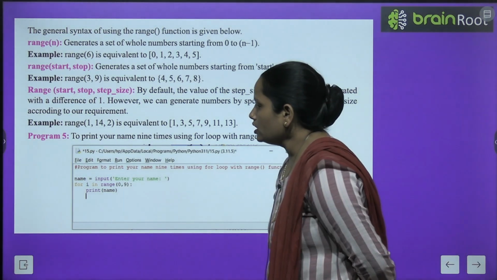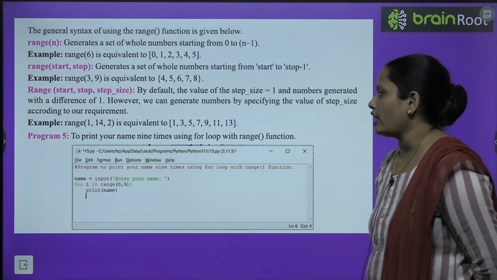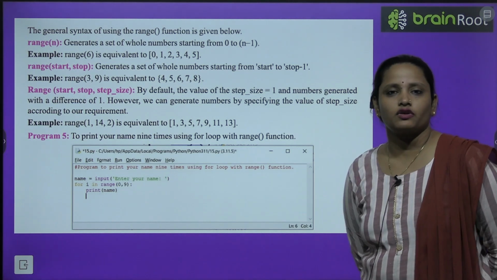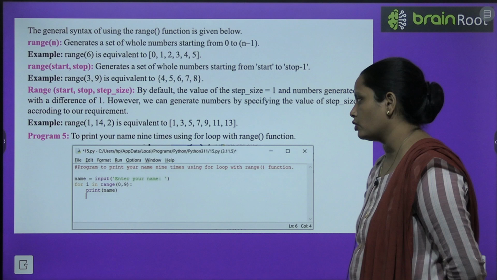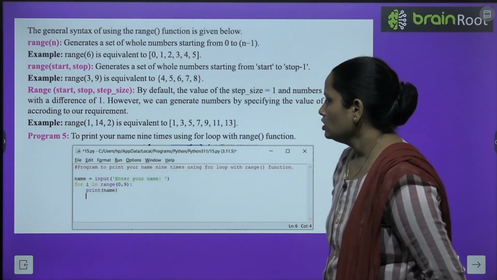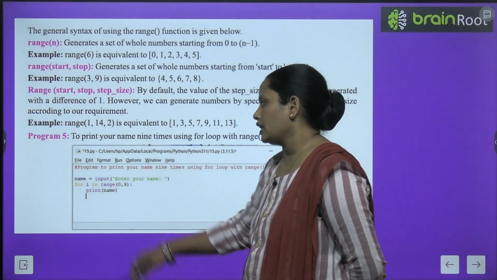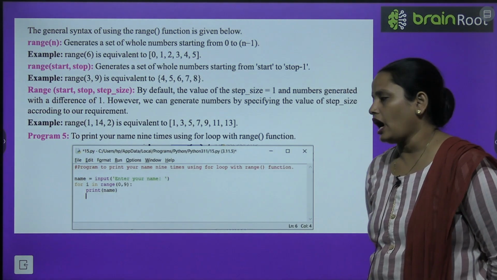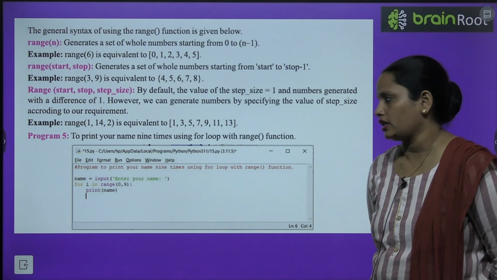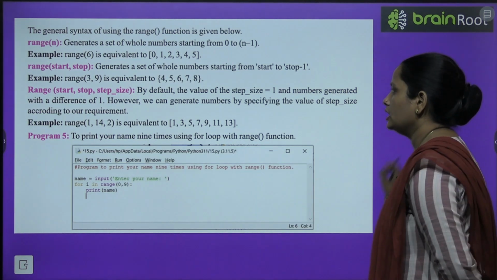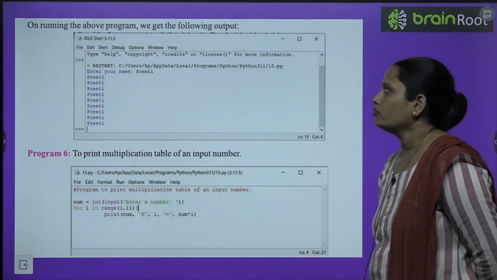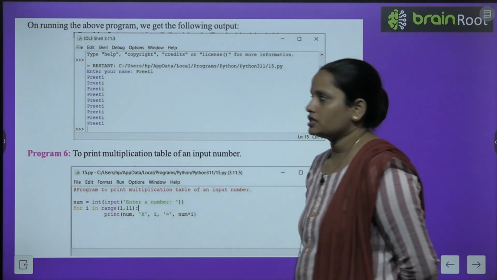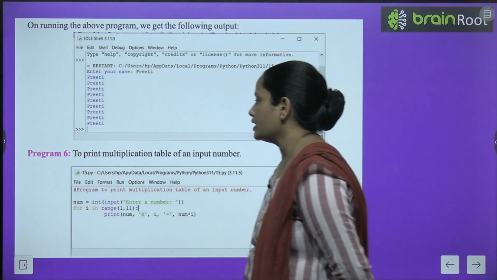Now, here one program is given, children, program number 5, to print your name 9 times using the loop with range function. Range function use करना है और अपने नाम को आपको कितनी बार प्रिंट करना है? 9 times. तो आपने क्या किया? name is equal to input, and then enter your name. So for i in range(0, 9). अब आपने प्रिंट के साथ नाम लिख दिया. तो आप देख सकते हो ऑन रनिंग द अबव प्रोग्राम आपने अपना नाम लिख दिया प्रीति. सो अब यू कैन सी प्रीति इज प्रिंटेड हियर 9 times.